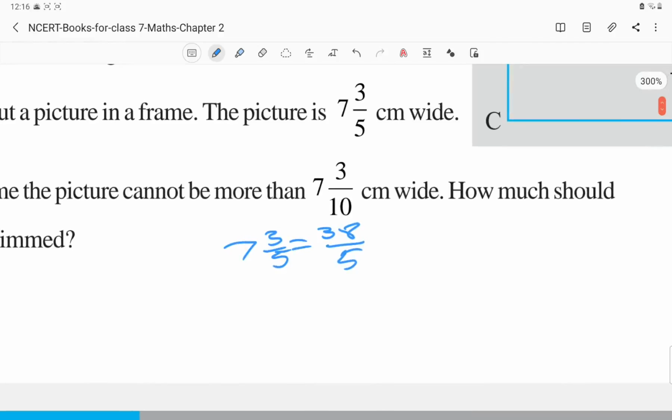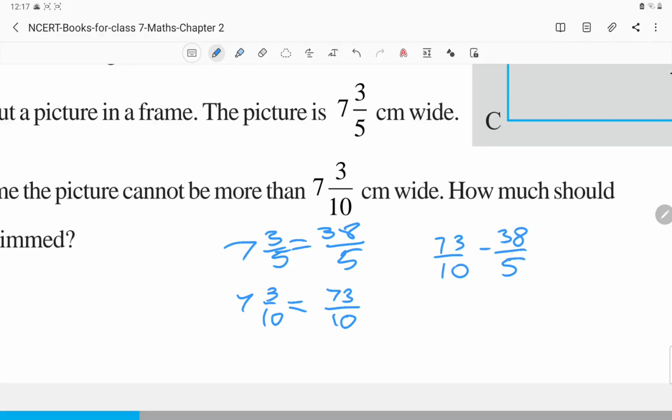Now, the required width of the frame is 3 by 10, which can also be converted into 73 by 10. 7 times 10, 70, plus 3, 73. Okay, now we need to make them have the same denominator, and we need to do 73 by 10 minus 38 by 5.